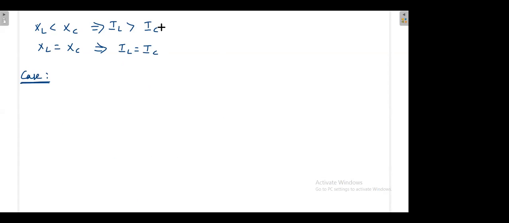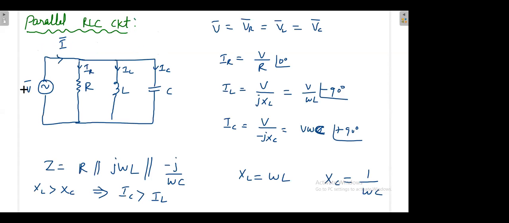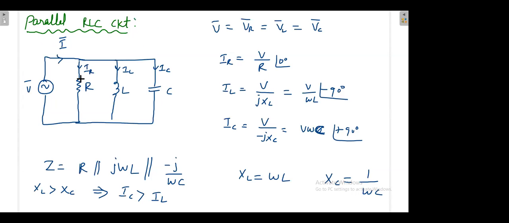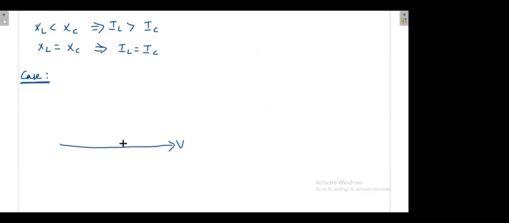In this parallel combination, the voltage is constant everywhere, so I can take it as a reference. This is V. The same voltage is applied here, and you know what I is, and I and this V will not have any phase difference. So that means IR also I can write here.